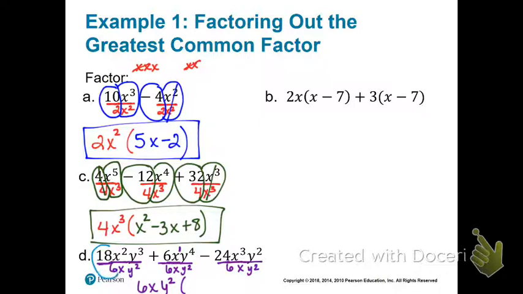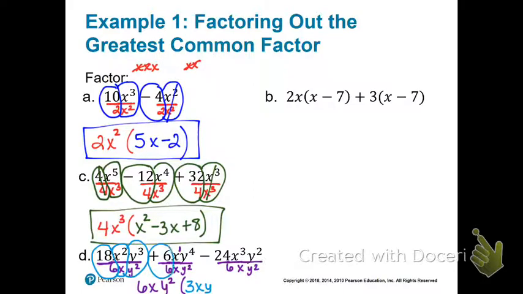Let's actually divide. 18 divided by 6 is 3. X squared divided by x, keep your base, subtract your exponents. 2 minus 1 is 1. Y cubed divided by y squared, keep your base, subtract your exponents. 3 minus 2 is 1.